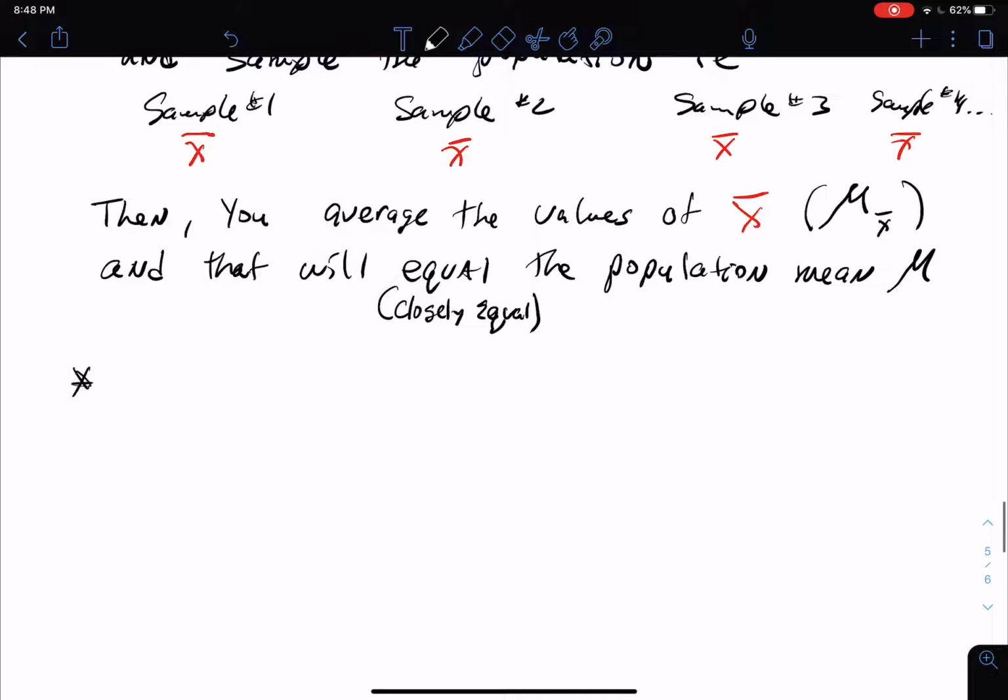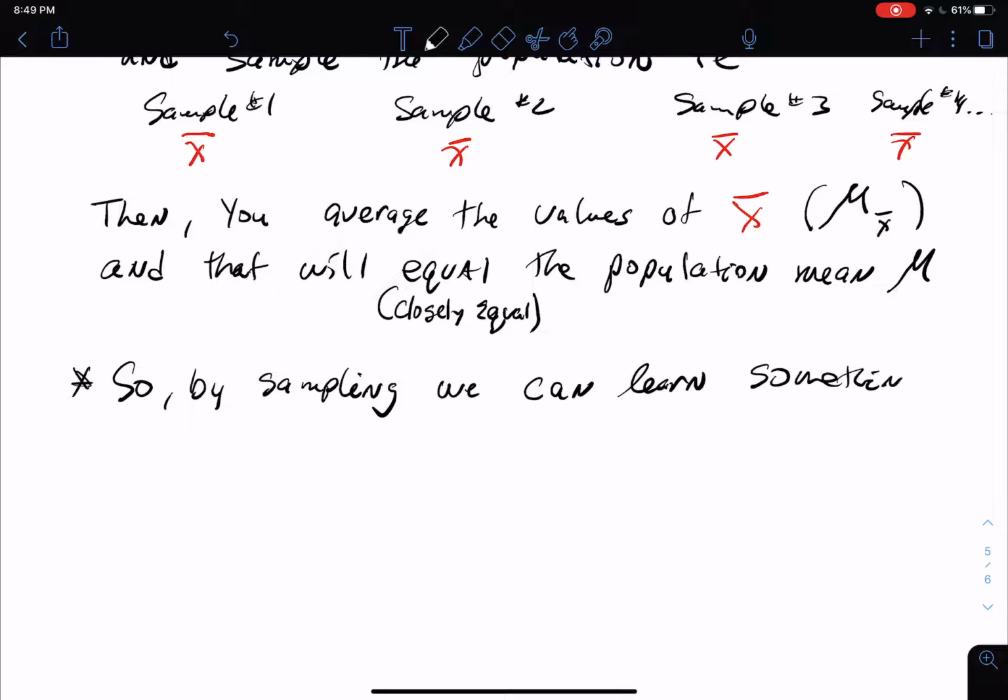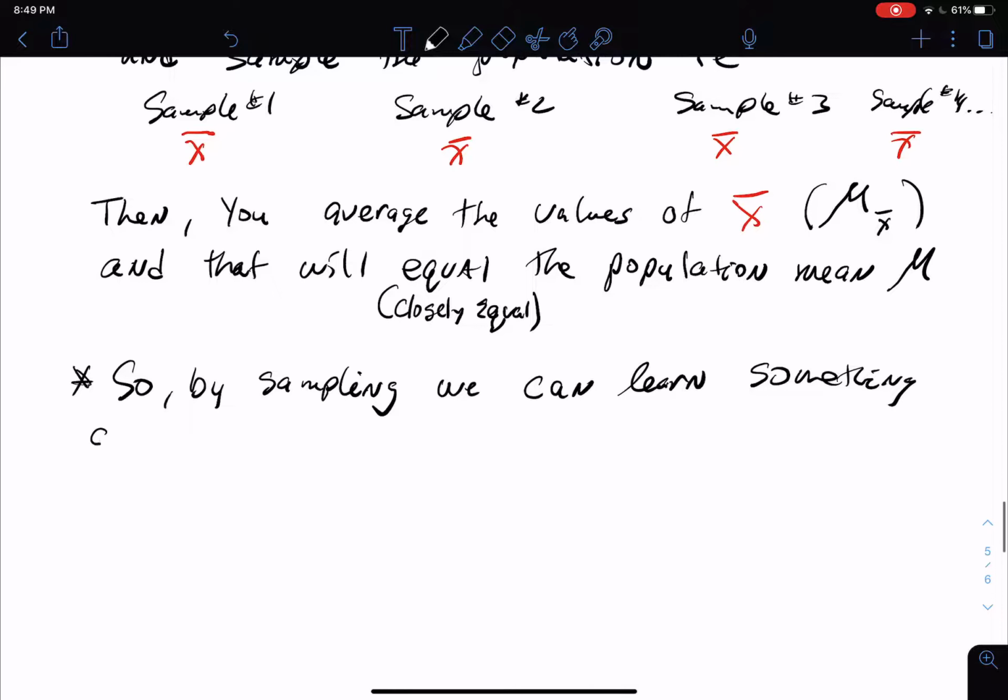Okay, so just to highlight this a little more, by sampling, we can learn something about the population.